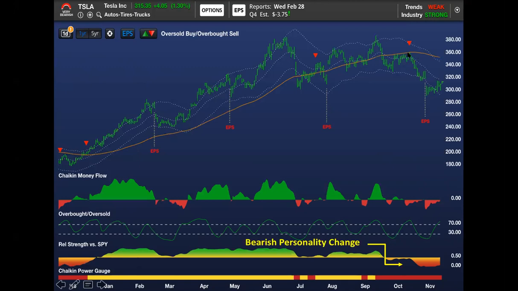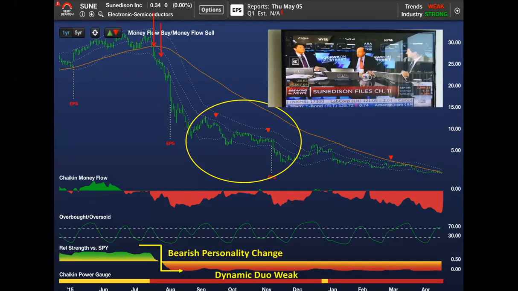So you could have bought put options with the stock at roughly 358 on the way down to 290, because just 2 weeks ago, negative earnings surprise, the stock had been 325. It spiked down to 290. You've got to spot these bearish personality changes to protect your capital, and here's a dramatic example of that.